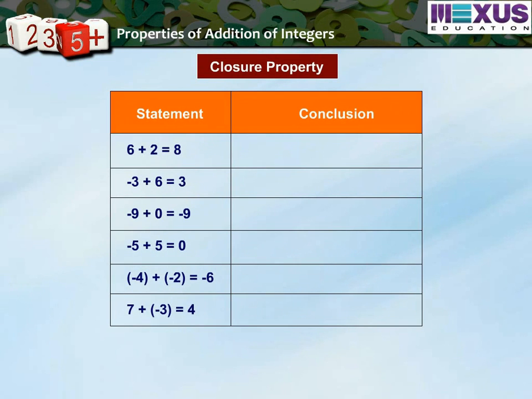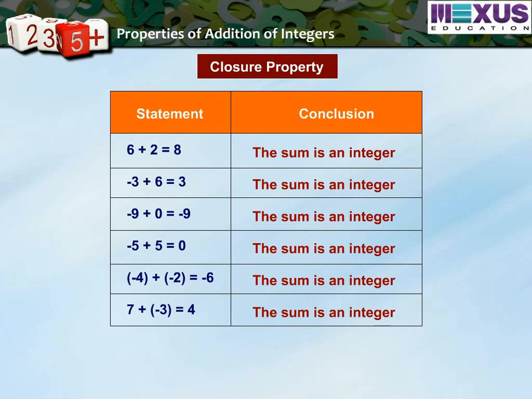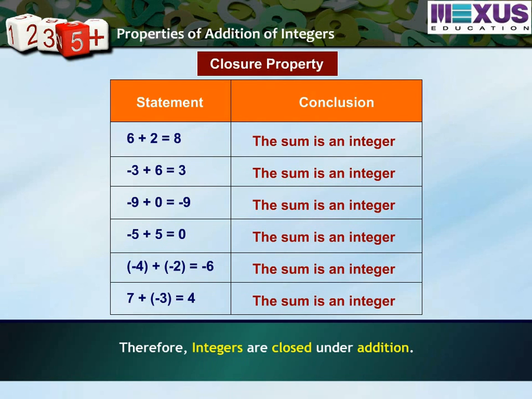Now we will study the properties of integers under addition. Is the sum of two integers always an integer? Let's check. We see that by adding two integers, positive or negative, in each way, we get their sum as an integer. Therefore, integers are closed under addition.